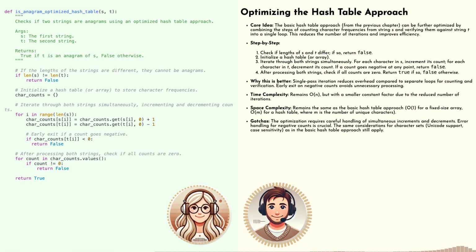And with this, we could even spot problems early on, right? Right. Like if you try to decrement a count and it goes below 0, you know they can't be anagrams. You don't even have to finish looking at the strings. You don't need to keep going. You're done. That's so smart.